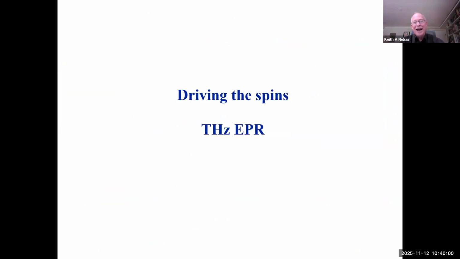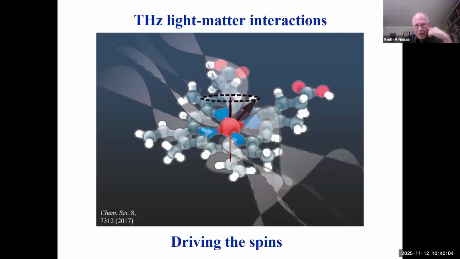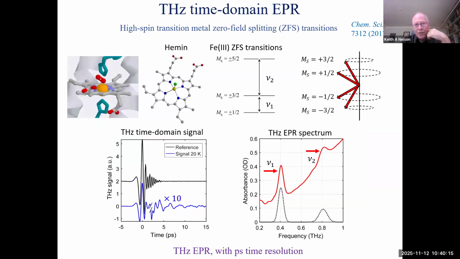All right, now let's get to spins and terahertz EPR. So let me start with the small amount of work that we've done on molecular systems. This really was just illustrative, and I still do hope to do much more. But here are just examples where we're looking at high spin transition metal complexes, looking at zero field splitting transitions. And so here's one example.